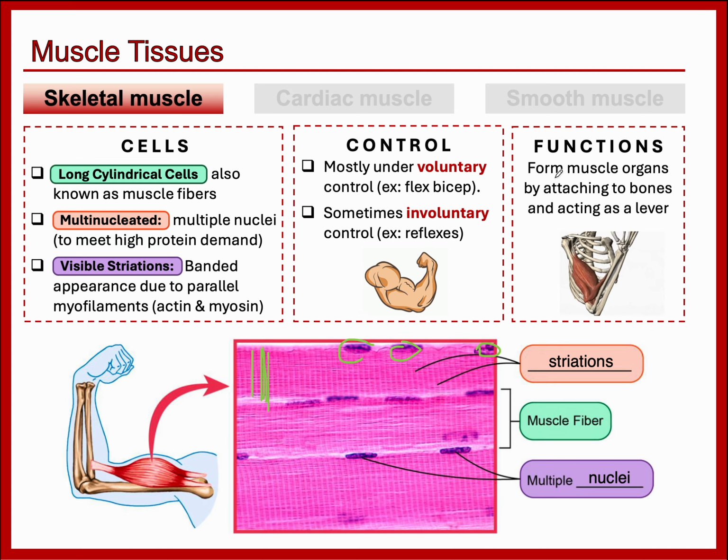Functions of skeletal muscle: they form the typical muscle organ, right? Those organs that we talk about, like the biceps, the hamstrings, all the crazy muscles you learned about in lab. These are attaching bones to bones, like this bone to this bone, and they contract to bring the bones closer together or further apart, right? They act as little levers.